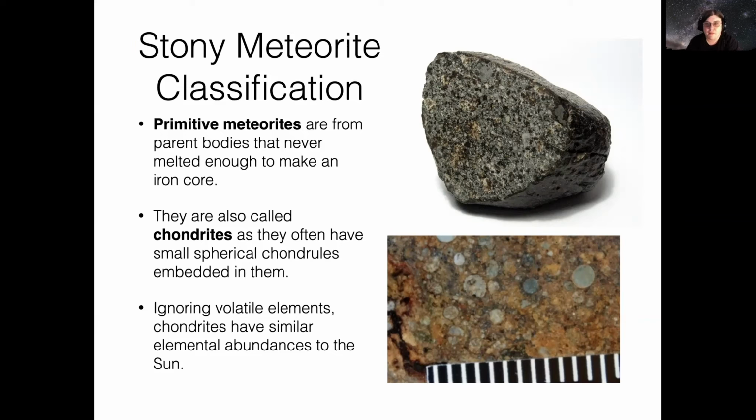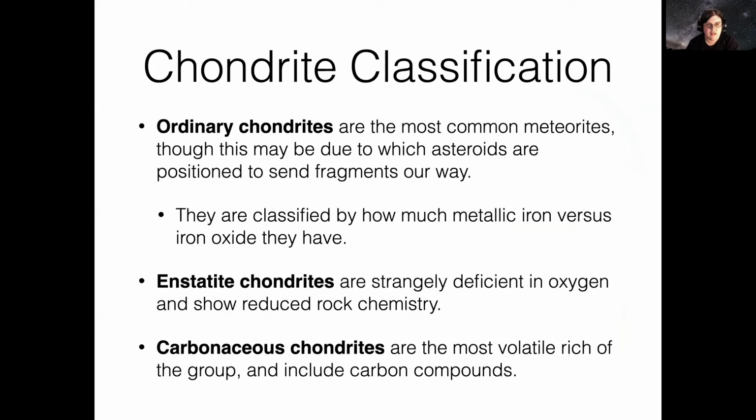if we look at the elements in a chondritic meteorite, they look similar to what we measure in the sun. Now, there are still classification schemes. Ordinary chondrites seem to be the most common meteorite, which mostly just means they're coming from the asteroids prone to sending rocks into the near Earth area.